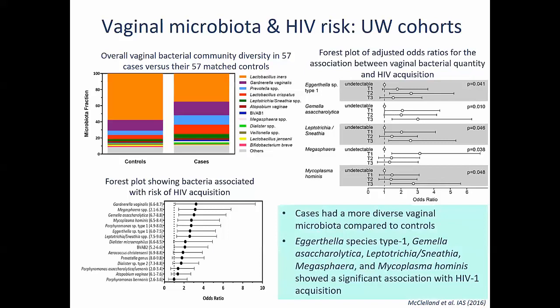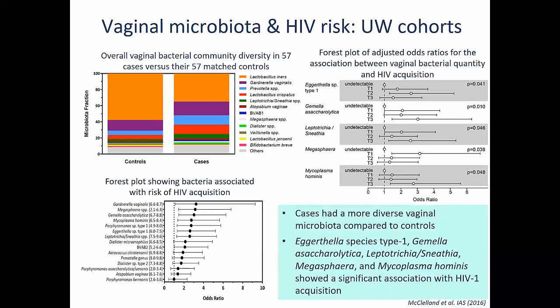And indeed, this pretty much showed what we just said, that women who acquired HIV in this cohort, there were 57 cases versus 57 matched controls, keep that number in mind, were more likely to have a lot of diversity, as shown there. And then some specific bacteria were more associated with the risk of getting HIV. And when you look at the adjusted odds ratios for individual bacteria, just remember, we're now getting down to these individual bacteria. Who do we see?